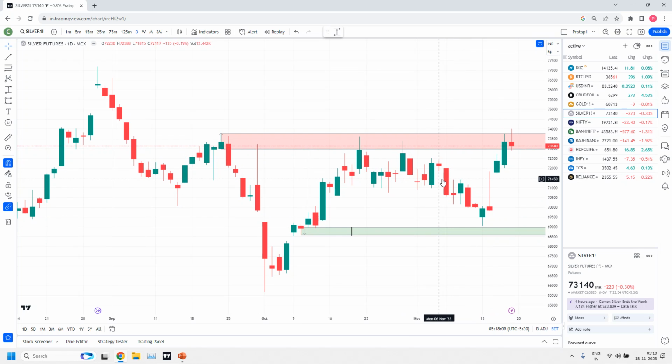For type 1 proximal line, what is my risk and reward? For type 2 proximal line, what is my risk and reward? Type 3 proximal line, what is my risk and reward? You have to do these calculations. They are simple calculations.